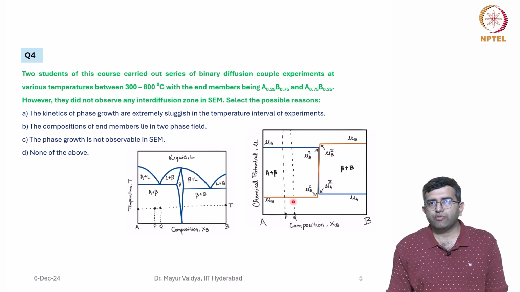So, this is the graph I showed for P and Q. The chemical potential will be same, mu B and mu A both are same, and therefore, it is possible that if the composition of two end members lie in the two phase field, the interdiffusion zone may not develop.